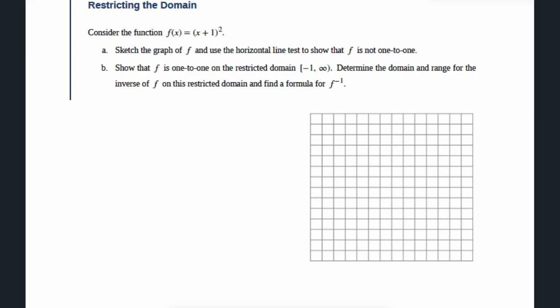It says sketch the graph and use the horizontal line test to show that it is not one-to-one. We already know our parabolas are not one-to-one. And show that if we restrict the domain from -1 to infinity, we will be able to call it a one-to-one function. So let's think about the graph of this.